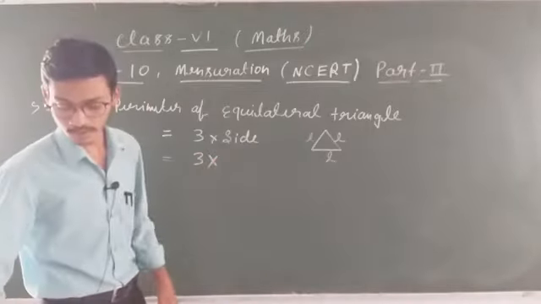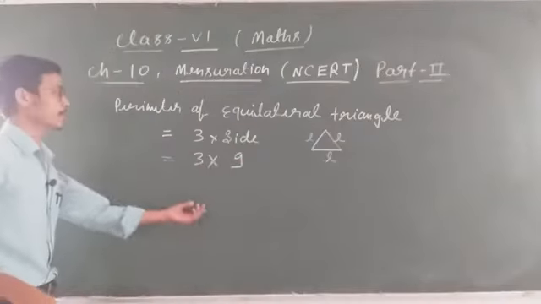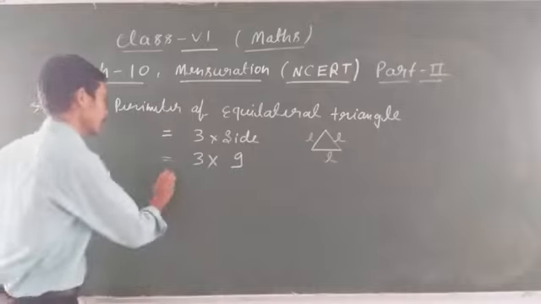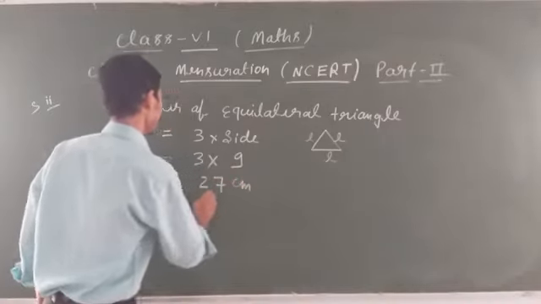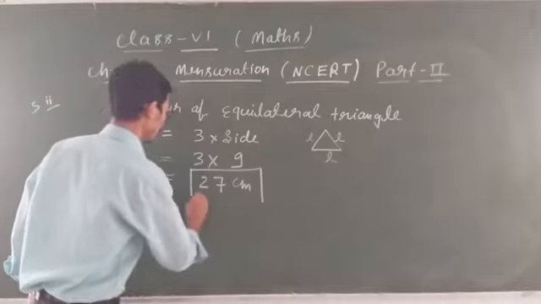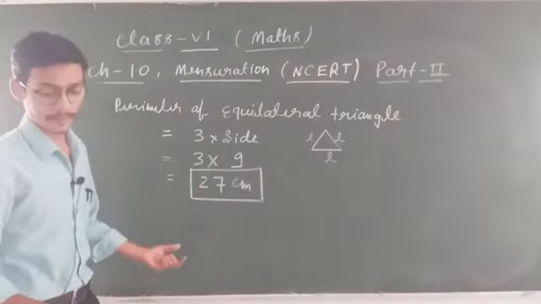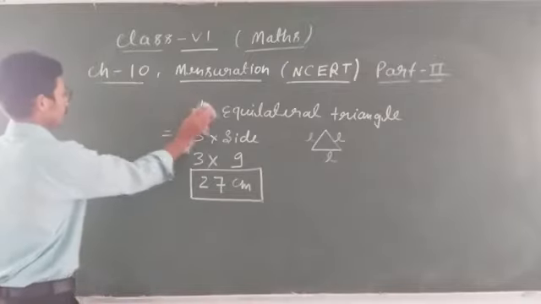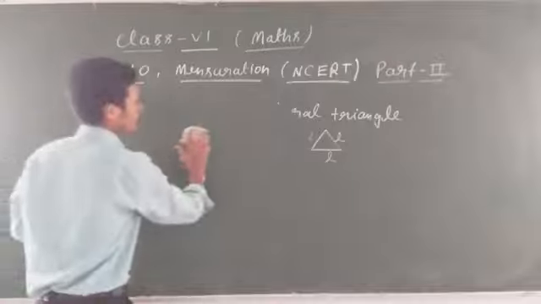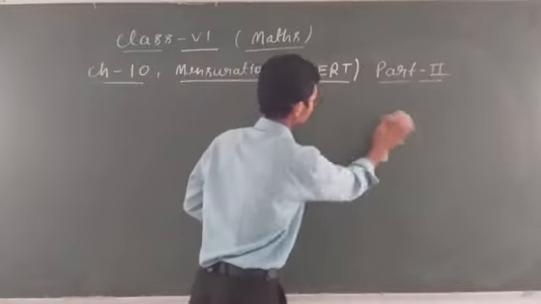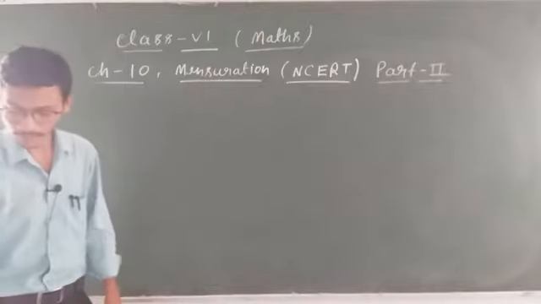Now the side is given, student. So what is given in your book? Side is 9 centimeter. So write down 9 centimeter because side is 9 centimeter. So 3 nines are 27. This is the perimeter of an equilateral triangle. I think everything is clear, student. Equi means whose all sides are of equal length. Clear, student? Okay, now move to the next question.